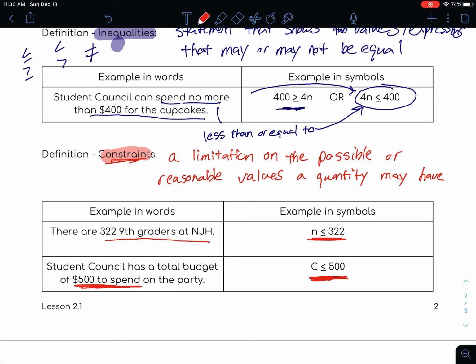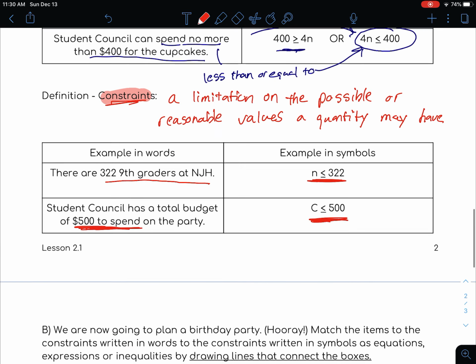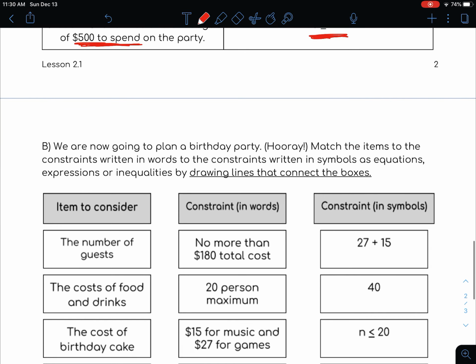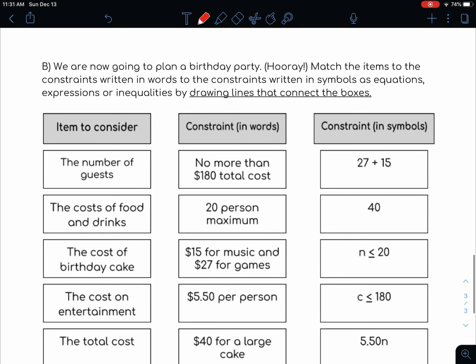Maybe you're buying some presents this time of year. Maybe you are saving up for something that is important for you, and you have a certain budget that you have in mind to be able to accomplish that. So the budget here is that the cost has to be less than or equal to 500. 500 is the maximum amount of money that we can spend. All right.